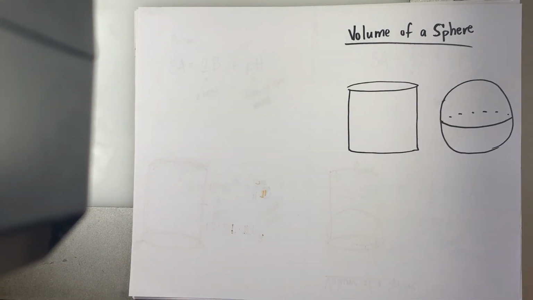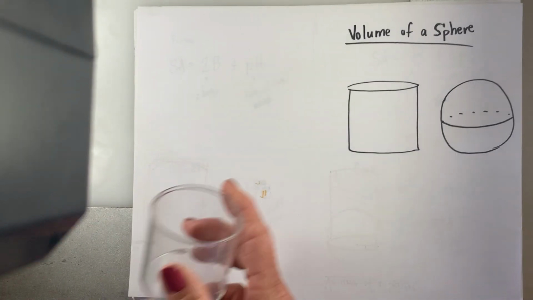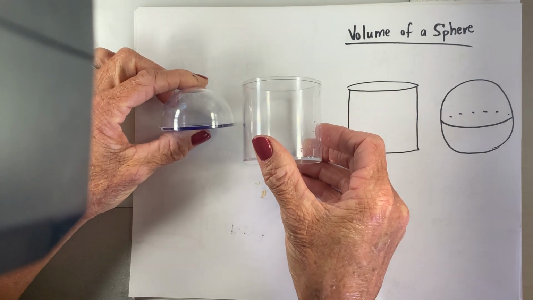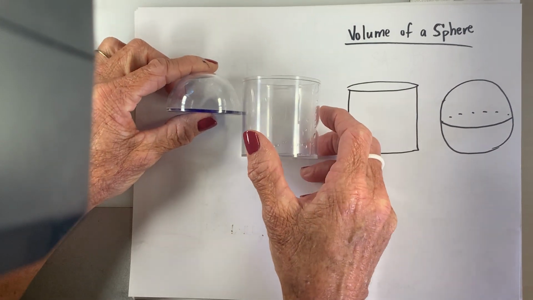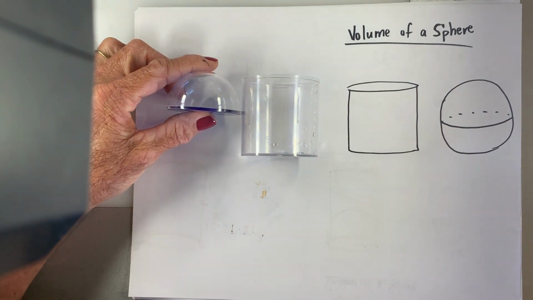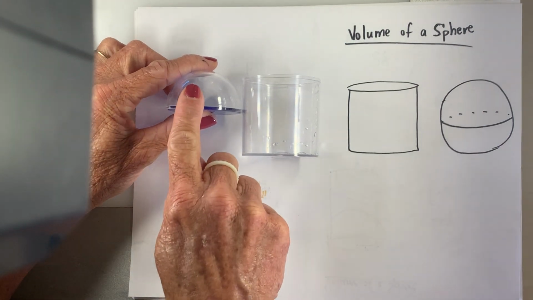Discovery for the volume of a sphere. And I'm going to do it using related solids. I have a cylinder and a hemisphere. And in my model, I'm missing the other half of my sphere.